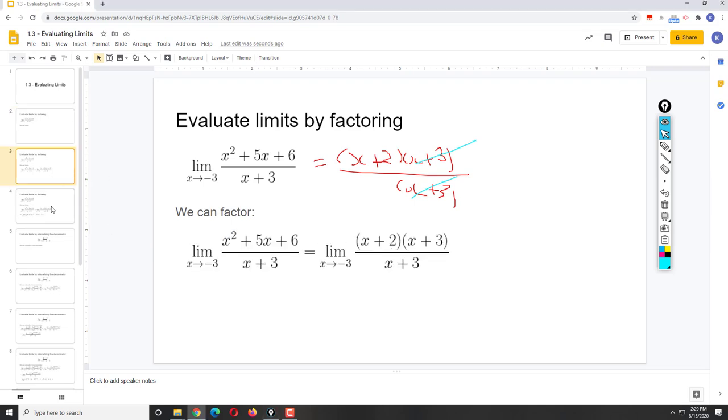So when we do that, and we cancel out the x plus 3 on top and bottom, we get the limit of x plus 2 as x approaches negative 3. Now we can plug in. So if you can factor and cancel, do that.